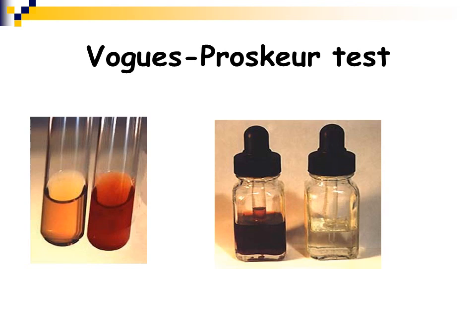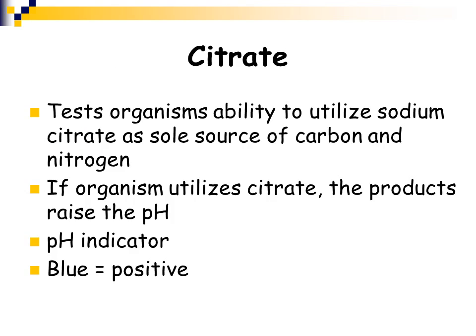So here is the Voges-Proskauer test. On the left is negative, and the tube on the right in the left-hand picture is positive. In the picture on the right-hand side, the left-hand droppers are positive and the right is negative.